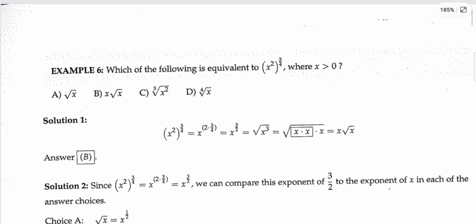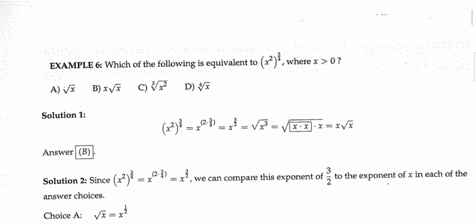Okay, so let's solve this one. I have this example. Which of the following is equivalent to x to the power 2, all to the power 3 over 4, at the beginning? You have to multiply the powers. So it's x to the power 2 times 3 over 4, which equals 6 over 4. By simplifying, it will be 3 over 2. So it's x to the power 3 over 2.